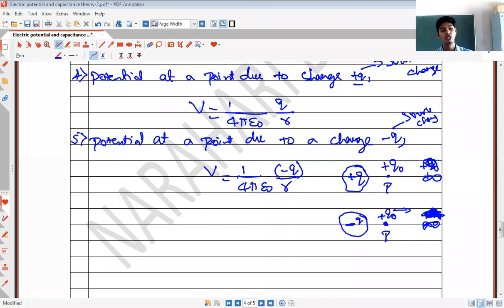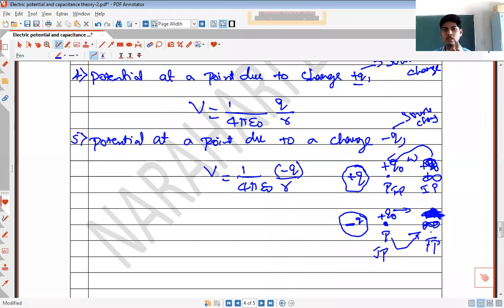Look, for a positive source charge, you will have to do work to move the charge from infinity to point P. So infinity was the initial position and point P is the final position, correct? Due to positive source charge. Whereas for a negative source charge, you will have to do work to move the charge from point P to infinity. So point P will become the initial position and infinity becomes the final position.